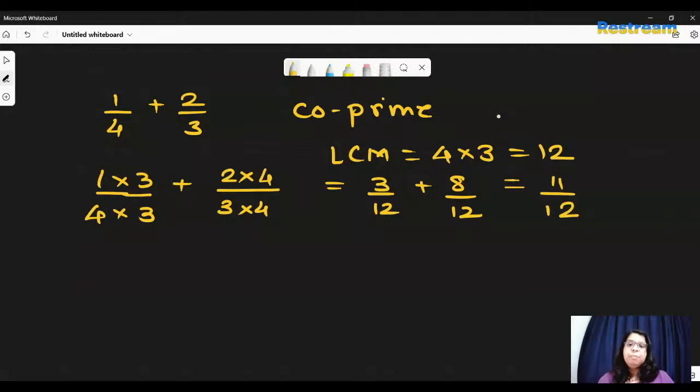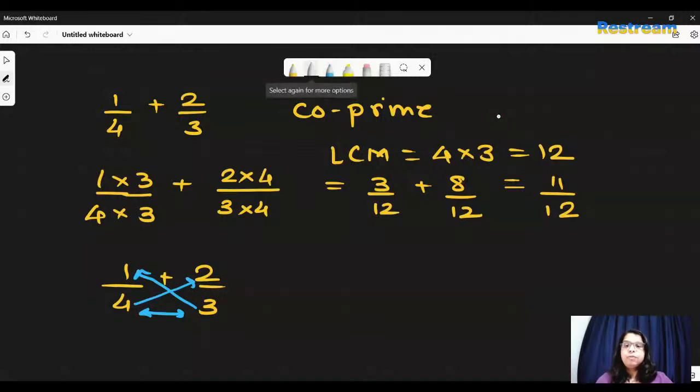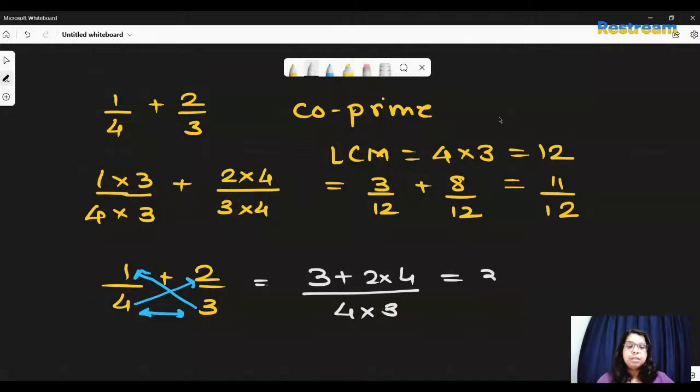Now some people prefer to do a shoelace method. What I'm talking about is, let's say 1 by 4 plus 2 by 3. So what they do is multiply 1 and 3, multiply 4 and 2, and then multiply 4 and 3. If you want to do it faster, you can do it this way also. So it becomes 3 plus 2 times 4 over 4 times 3. You still get the same answer, 3 plus 8 over 12, which is equal to 11 by 12. Okay, interesting, right?